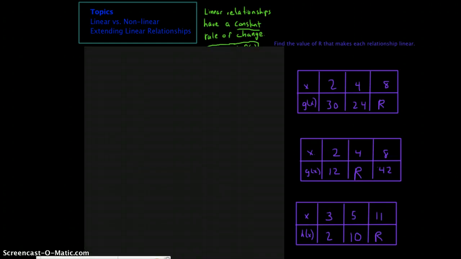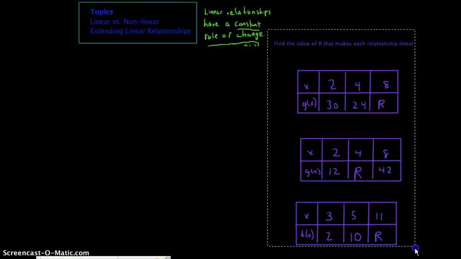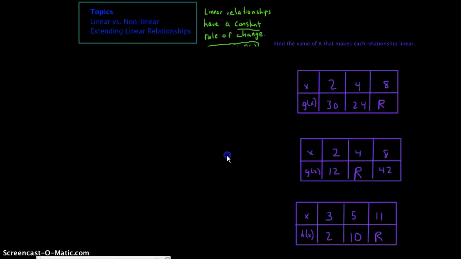Oop, wrong color. There we go. Okay, so now we have to take a table like these guys here. I'm just going to leave it right there. Okay, so we're going to use the fact that we know that a linear relationship has a constant rate of change to continue this pattern here, right? And identify the value of R that's going to make our relationship linear.